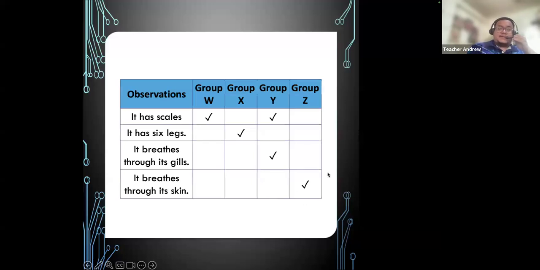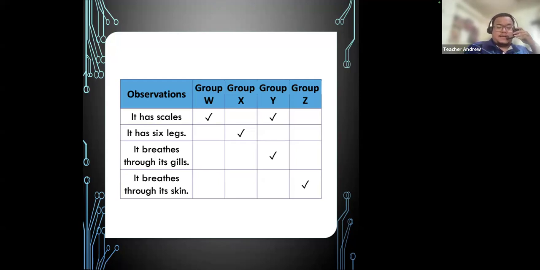So in this case, for example, if other students were to come and see your observation, they can look at the picture here. Oh, so group Y has scales and breathes through gills. So group Y is a fish. Oh, group X has six legs. So it is an insect. Oh, group Z breathes through its skin. Well, one of the groupings that breathes through skin is amphibians. Then it has scales, W. Oh, reptiles. This is how we group and classify things accordingly.